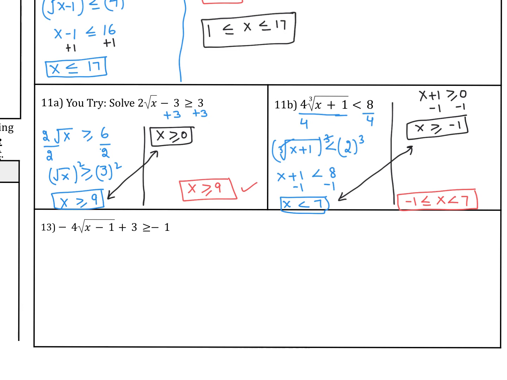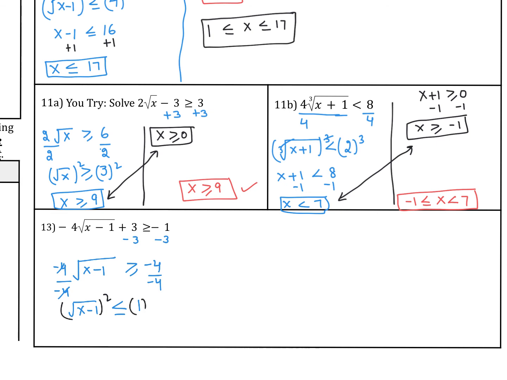Next, we are going to discuss number 13, where we first isolate the radical symbol. To do that, we subtract 3 on both sides. You get negative 4 square root x minus 1 is greater than or equal to negative 4. Divide by negative 4 on both sides. Since we are dividing by a negative, the inequality switches, and you get square root x minus 1 less than or equal to 1.